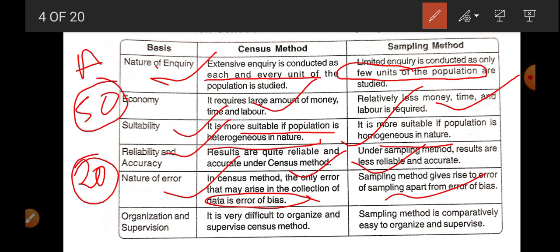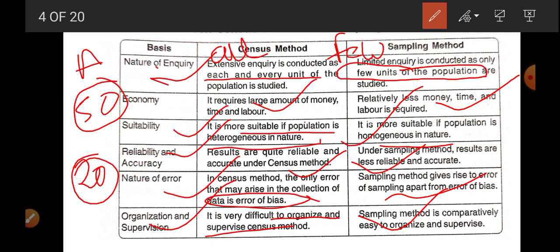Organization and supervision. Organization and supervision is difficult in census compared to sample. Why? Because here we are going to connect all and there we are going to connect few. Suppose I'm giving you one very simple example. When you are organizing a birthday party, it is very convenient to handle it at any level. But when there is a marriage ceremony, it is tough.